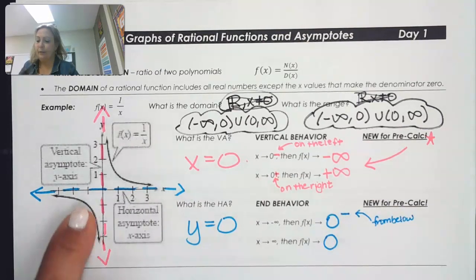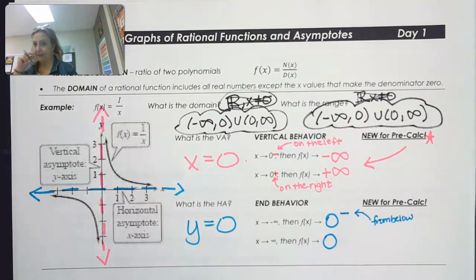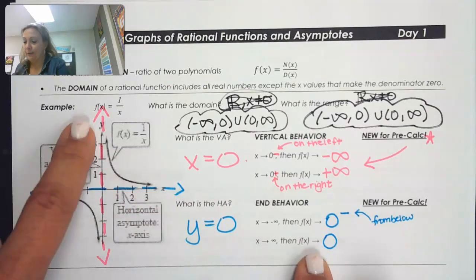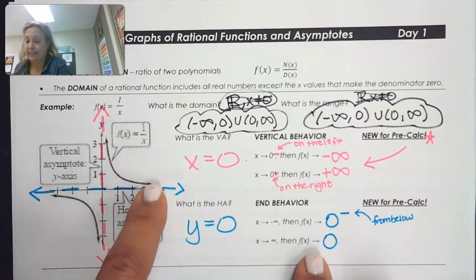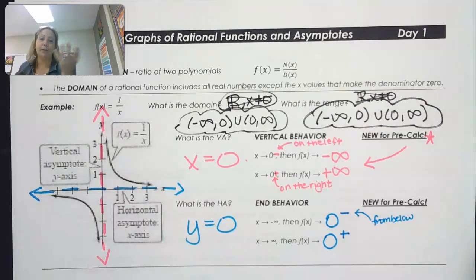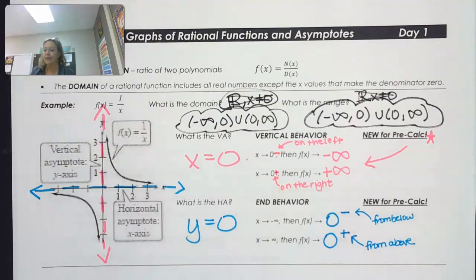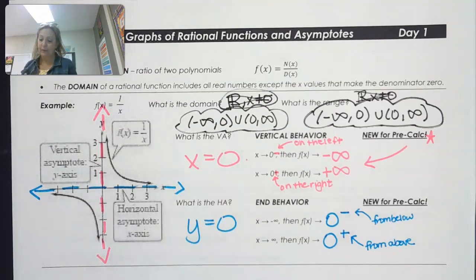And again, what this represents is basically from below. So from below 0, we're getting to 0. And then as x approaches positive infinity, f of x is approaching 0 also, but notice that it's from above. And we're going to put a positive sign as a superscript to denote that. So those are some first new things that we'll look at, the vertical and very specific end behavior of our rational functions. Well, this is for a very simple rational function.